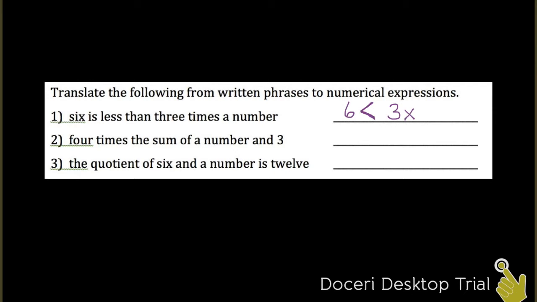The second one, 4 times the sum of a number and 3. So 4 times the sum of a number, let's use m, and 3. Sum means addition. And if you're doing 4 times that sum, it means you have to put it in parentheses. The quotient of 6 and a number is 12. Quotient means division, of 6 and a number, so 6 divided by, let's say, a number y, is 12. So that will be those first 3 there.